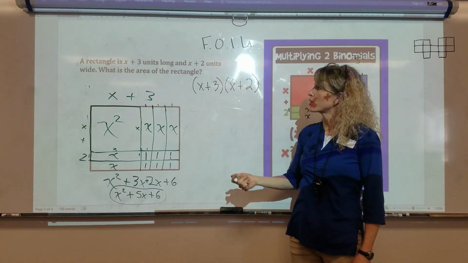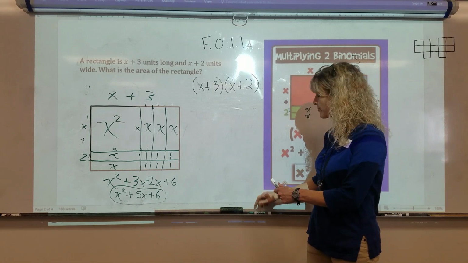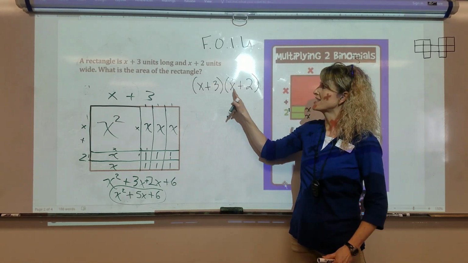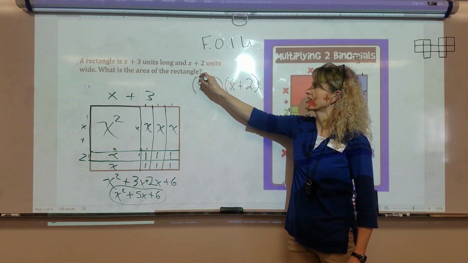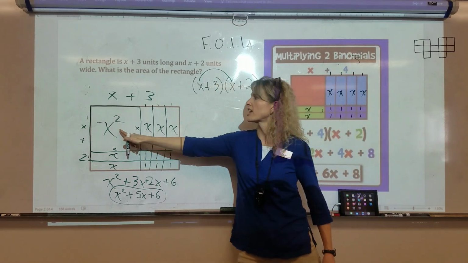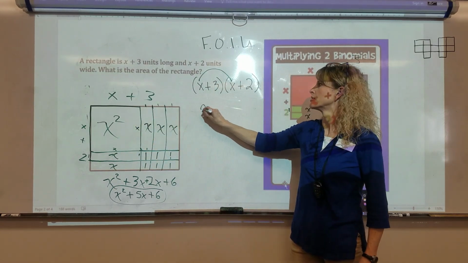F stands for first. What it means is I take my first term inside each parentheses, which would be the x and the x, and I multiply them just like I did right there, x squared.